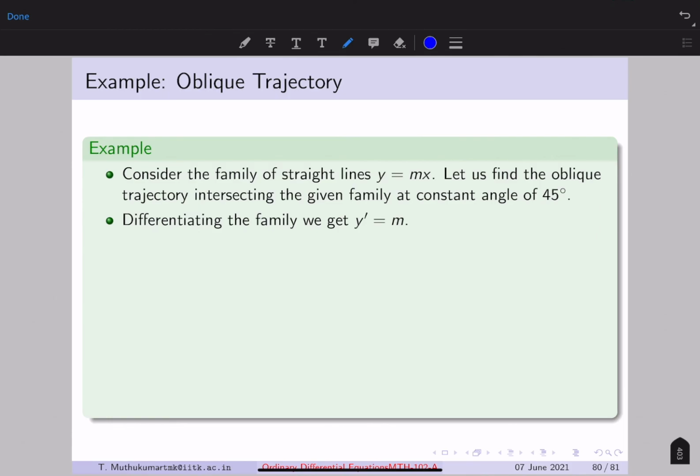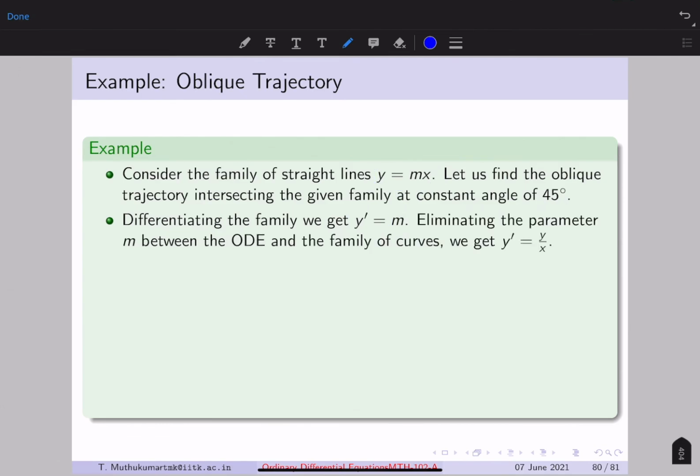So consider the straight lines passing through the origin of all possible slopes. Let's try finding the family of curves which intersect the straight lines at the angle 45 degrees. Okay, so what do you do? As per algorithm, you differentiate. Now we have to eliminate the parameter m. Use this information here to eliminate m. So m is y over x. So what you get is y prime is y over x. Okay, so your f(x,y) is y over x.